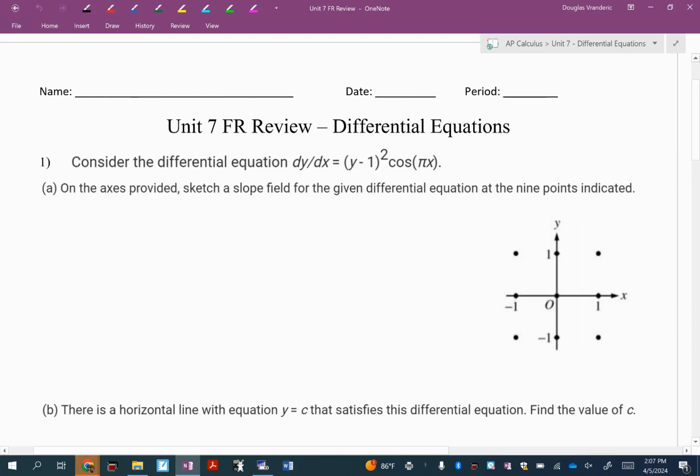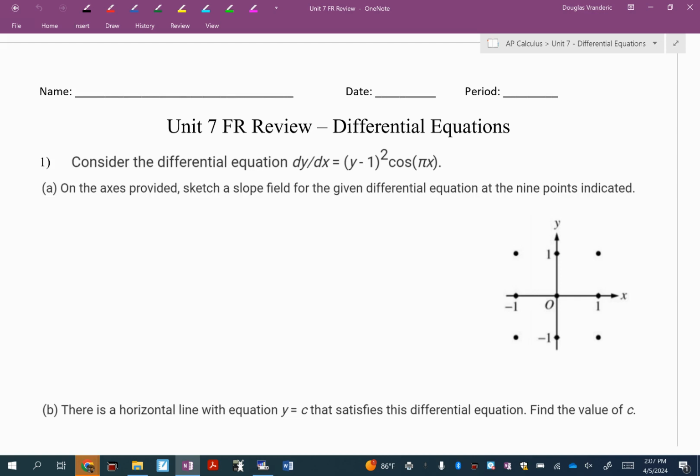Let's go ahead and try some of these. These are real FRQs from previous AP exams. So this is the type of thing you can expect to see on the AP exam in May about differential equations. All right, so the first one here.